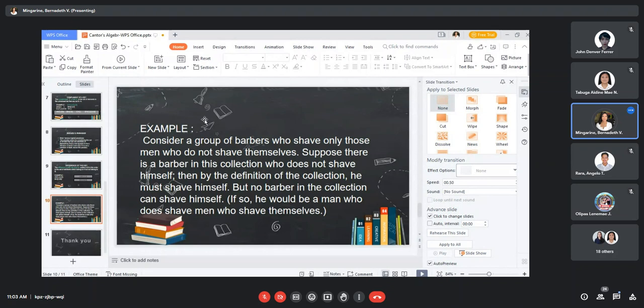Example, consider a group of barbers who shave only those men who do not shave themselves. Suppose there is a barber in this collection who does not shave himself, then by the definition of the collection, he must shave himself, but no barber in the collection can shave himself. If so, he would be a man who does not shave men who shave themselves.